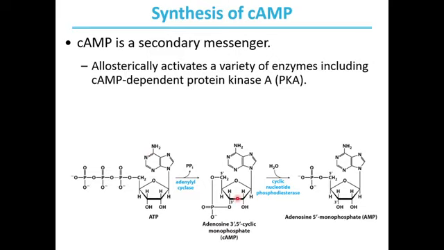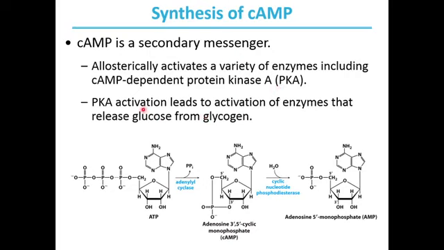Now, the function of cAMP is that it allosterically activates a variety of enzymes, including cAMP-dependent protein kinase A, or PKA, the enzyme that I talked to you about in the previous slide. PKA activation leads to activation of enzymes that release glucose from glycogen. And this is a very important process.